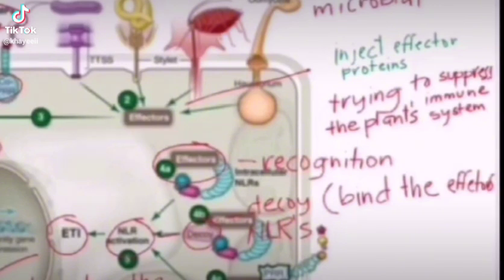And next is targeting plant proteins. Effectors can directly interact with and inhibit plant proteins involved in defense, such as those responsible for producing antimicrobial compounds or strengthening cell walls. Next is modifying plant hormone signaling.